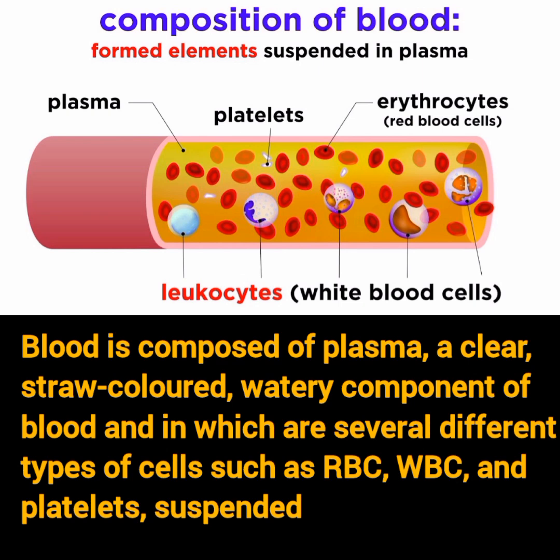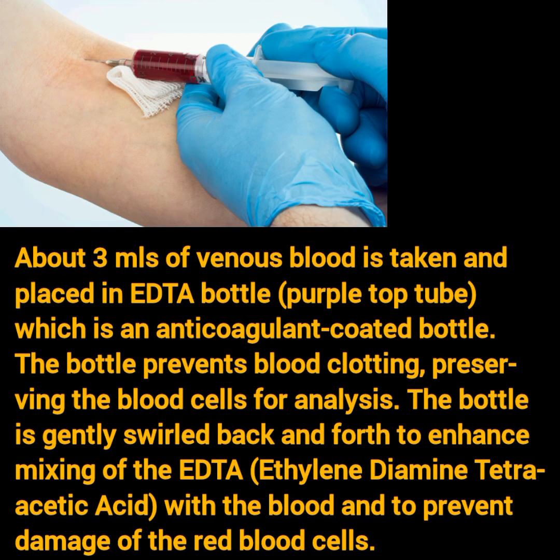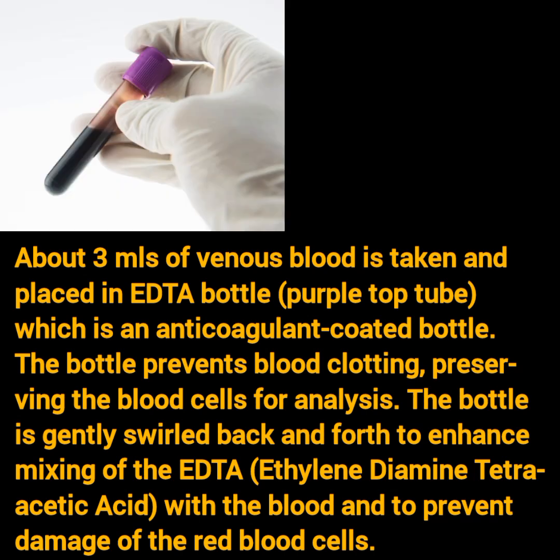Before blood analysis, about 3 ml of venous blood is taken and placed in an EDTA bottle, a purple top tube, which is an anticoagulant coated bottle. The bottle prevents blood clotting, thereby preserving the blood cells for analysis. The bottle is gently swirled back and forth to enhance mixing of the ethylene diamine tetraacetic acid with the blood and to prevent damage of the red blood cells.